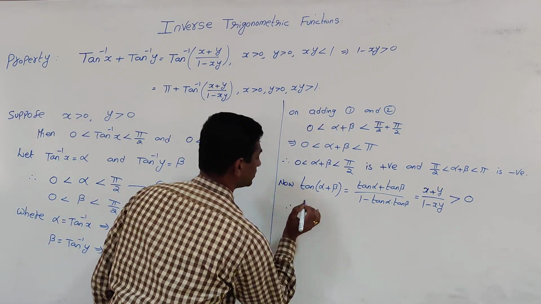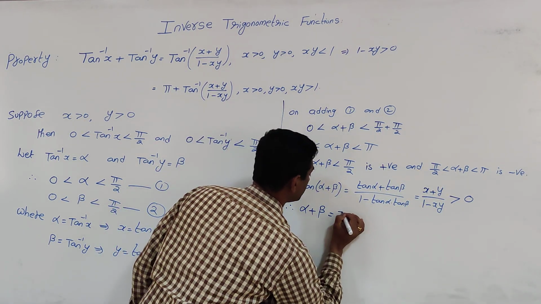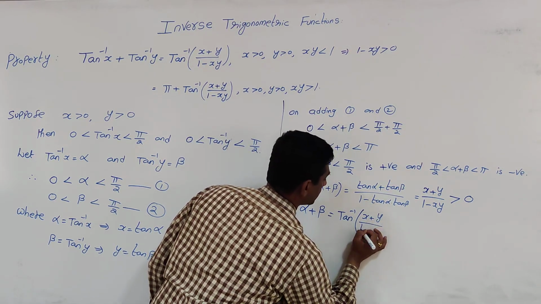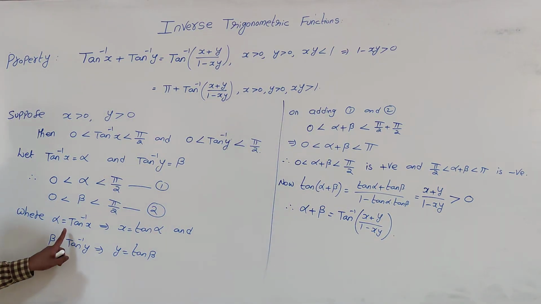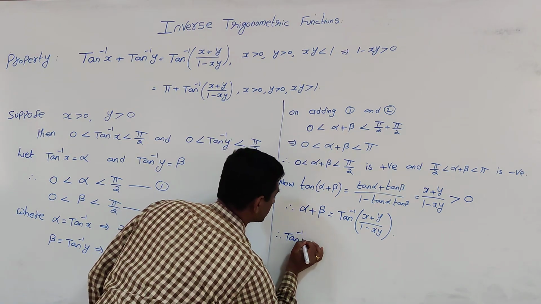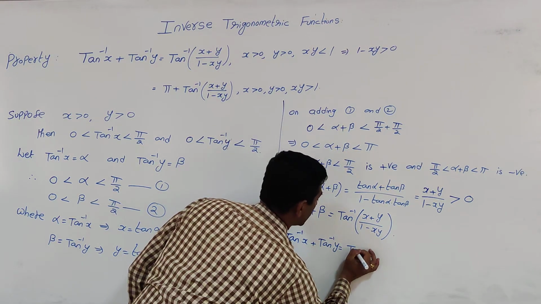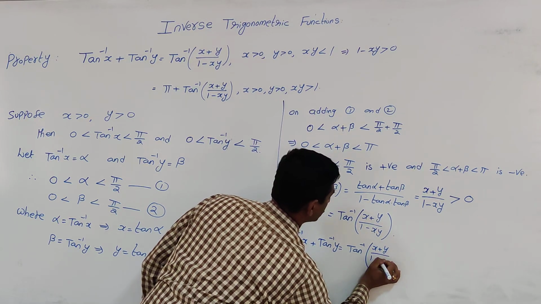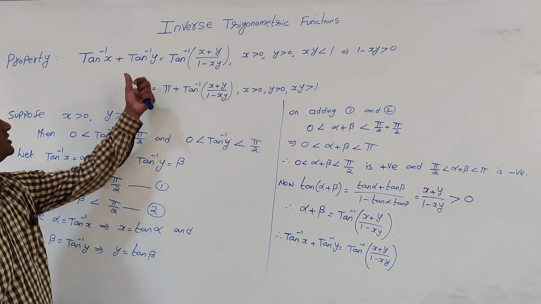Now, therefore alpha plus beta is equal to what? Take the tan inverse. So it will be tan inverse of (x plus y) by (1 minus xy). But what is alpha? Replace with the original. Therefore, tan inverse of x plus tan inverse of y is equal to tan inverse of (x plus y) by (1 minus xy). So this is the proof for the first one.